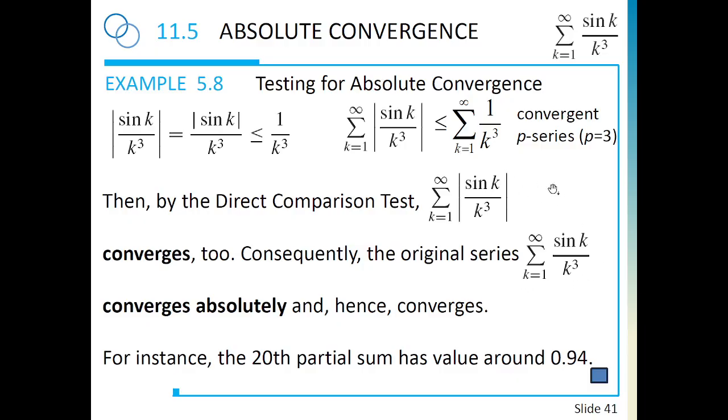So here we had to use the absolute value version of the series, and then we made a comparison with a convergent p series. So now by the direct comparison test we know that the series of absolute values is convergent, therefore the original series is convergent as well. So it's absolutely convergent.